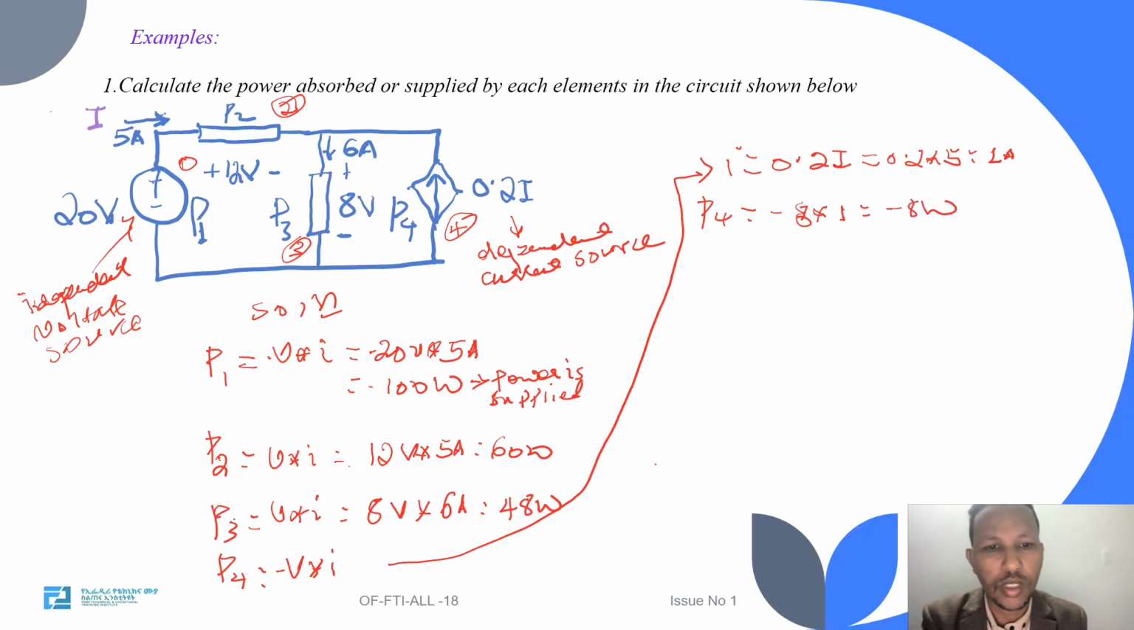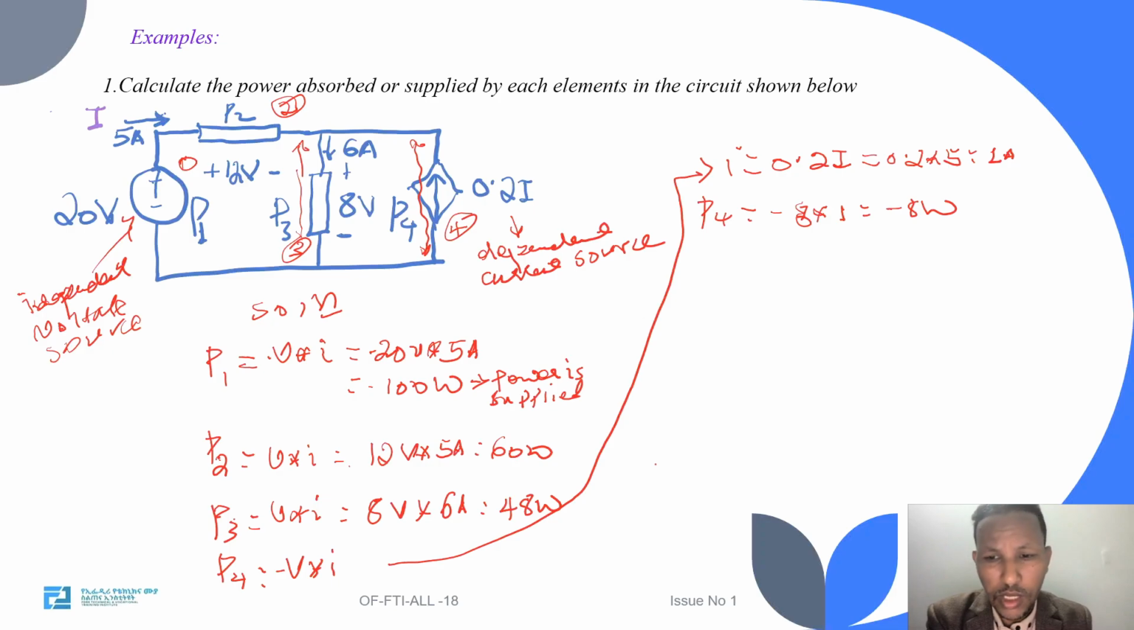Why is the voltage across the dependent current source 8 volt? Because as you can see here, this terminal and this terminal are connected in parallel. So the 8 volt across P3 is equivalent to the voltage across P4.